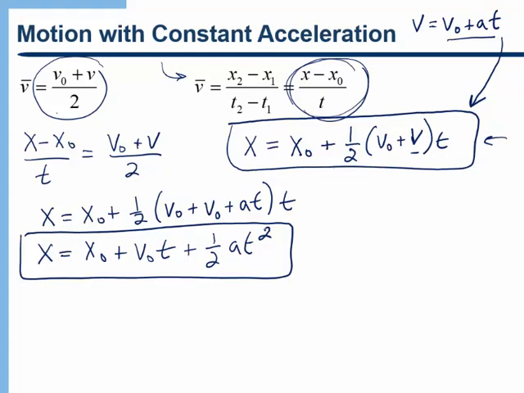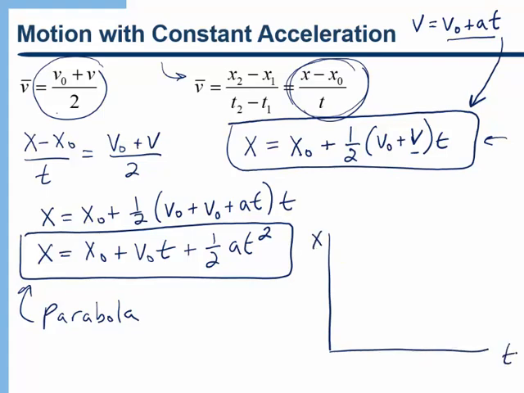Now, if you look at that equation for x as a function of t, what is the shape of that graph? What kind of graph is that? Well, hopefully you answered parabola. And so if I plot x as a function of t, when I have motion with constant acceleration, what I find is that the position versus time is going to be some kind of a parabola. Now obviously it could be pointed up, it could be pointed down, it could be any part of the parabola depending on what the values of x naught, v naught, and a are. But it's going to be some kind of a parabola.